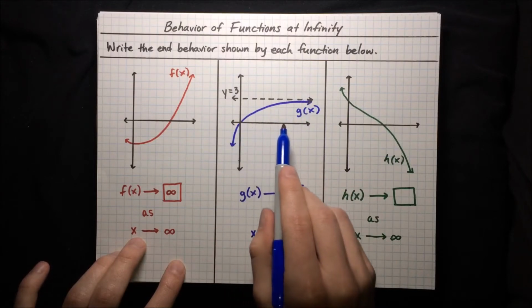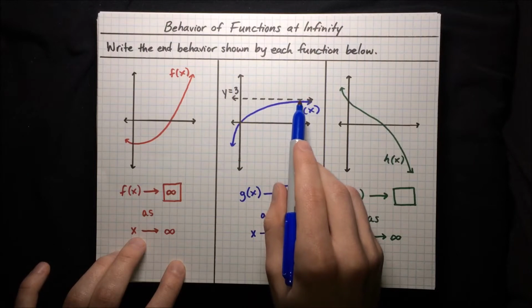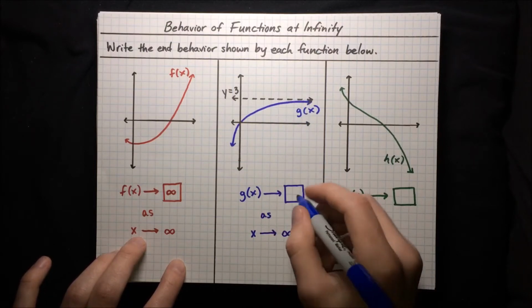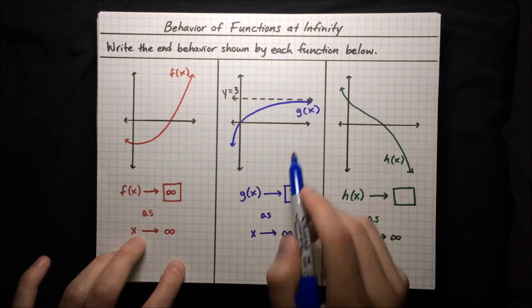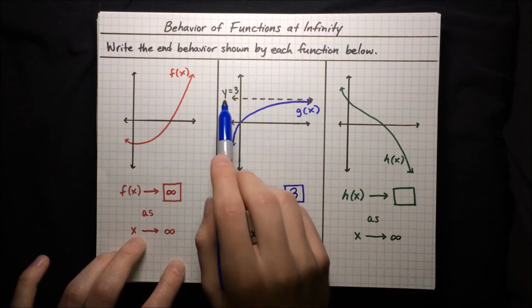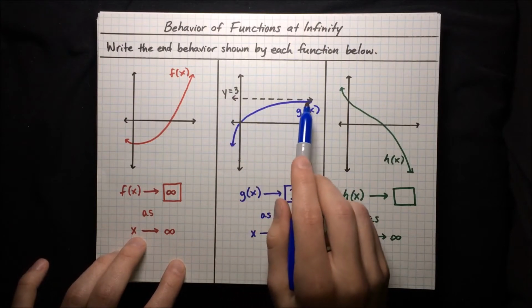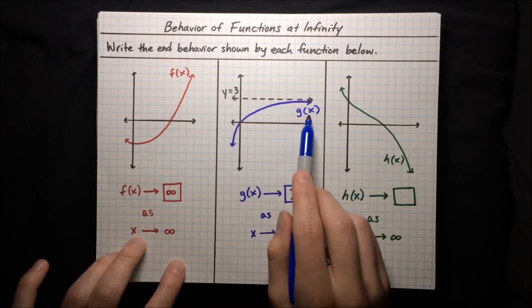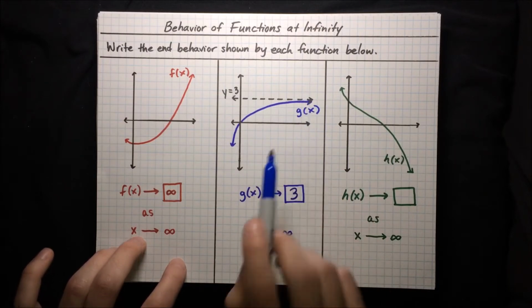So as x gets bigger and bigger, g of x is just getting closer and closer to 3. So that's what g of x is approaching then. G of x approaches 3 as x approaches infinity. And we also say that y equals 3 is a horizontal asymptote of g of x, because g of x gets closer and closer to that line as x approaches infinity.